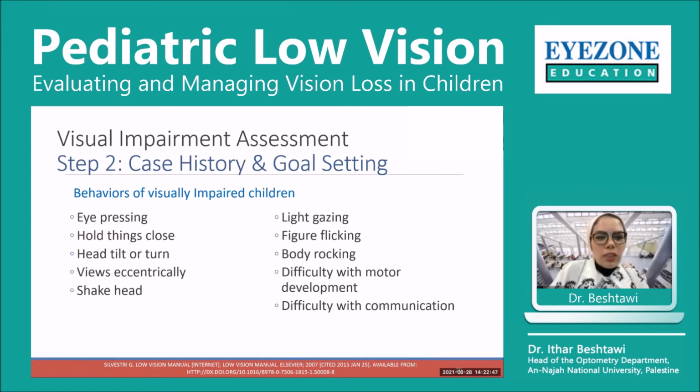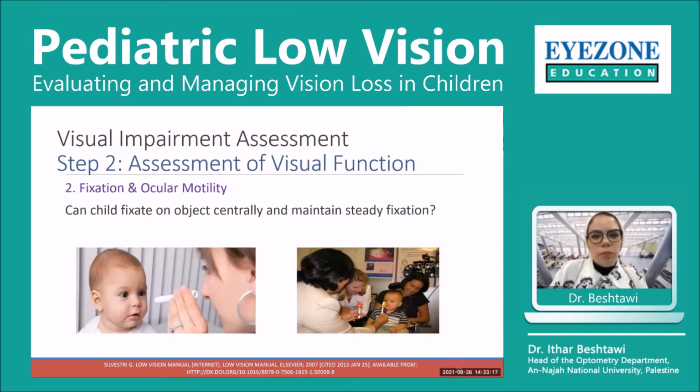Eccentric viewing suggests that the child is trying to use a non-central preferred retinal locus, or to use an eccentrically positioned macula. And if the child keeps shaking his head, this means that the child is trying to nullify the nystagmus. And if they're doing light gazing, this suggests very poor vision, which might be okay if he's not looking at the sun.